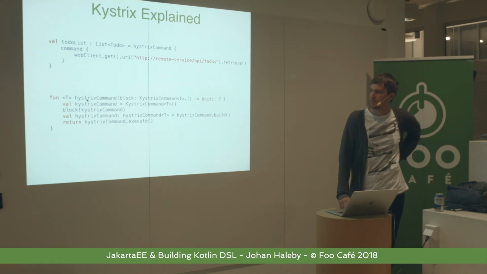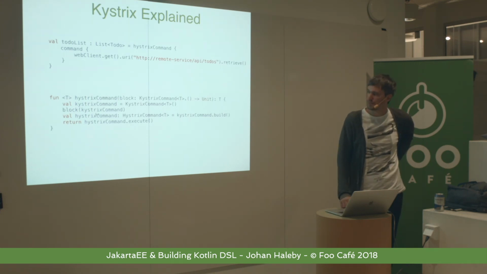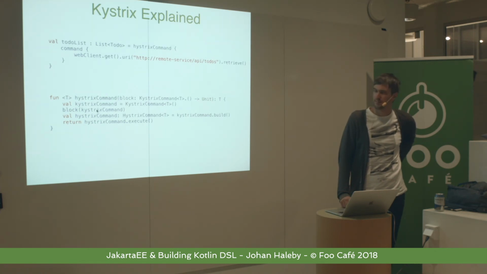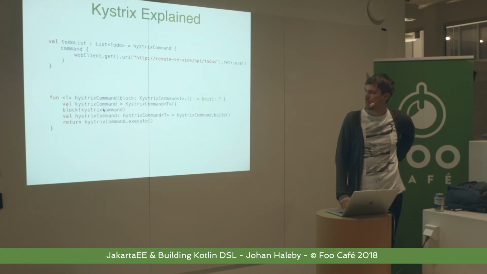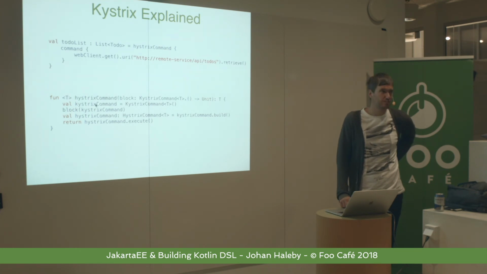So what we do here inside the function scope of Hystrix command, we create a new instance of the command that we saw in the previous slide. And then now comes the cool thing. Now we just call the function with this instance, which means that on the client side, we are now inside here, inside the scope of this Lambda parameter. And it has just received an instance of Hystrix command.